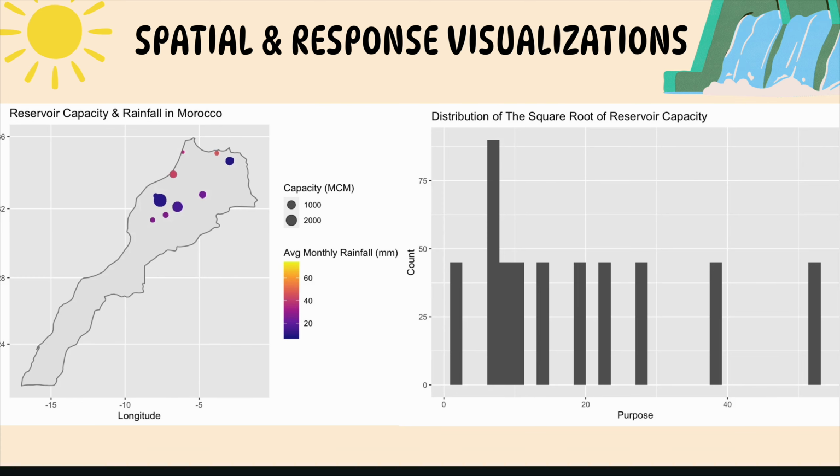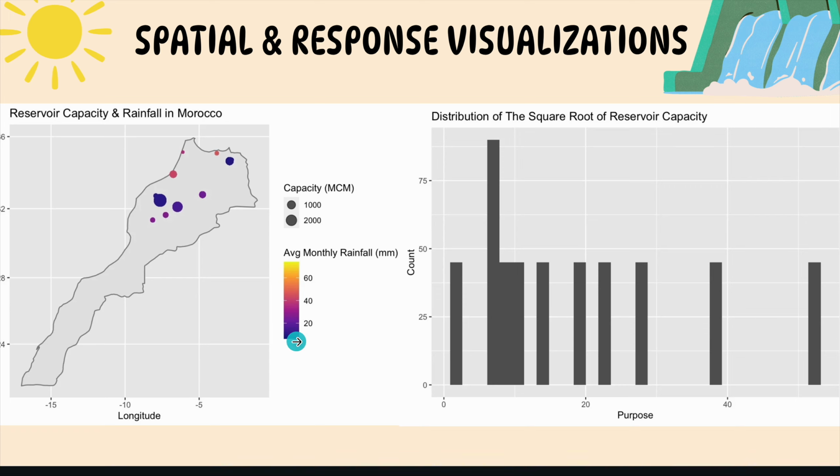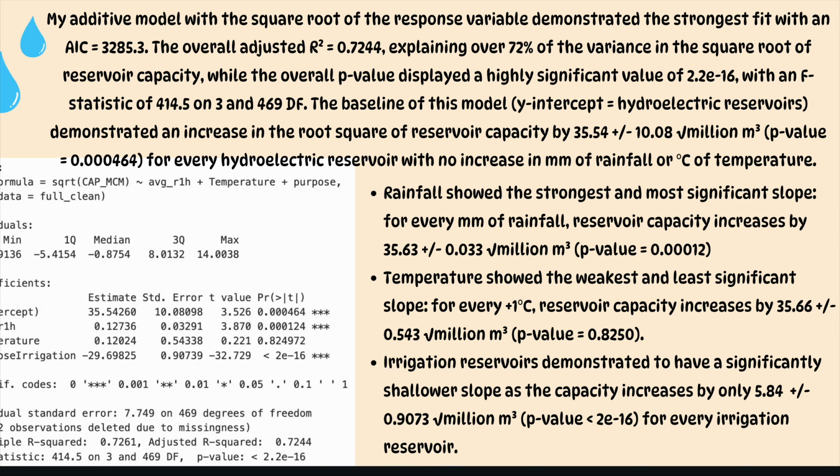So my spatial and response visualizations, on the left here we have a map showing my capacity by average rainfall. Warmer colors are less rainfall, and colder colors are more rainfall, and size shows the same variation. And on the right you can clearly see that my reservoir capacity, the response variable, is still not normally distributed, but it was even less normally distributed before I did the square root of it, which is why I chose to do the square root of it for parts of the models. So overall I made 4 models.